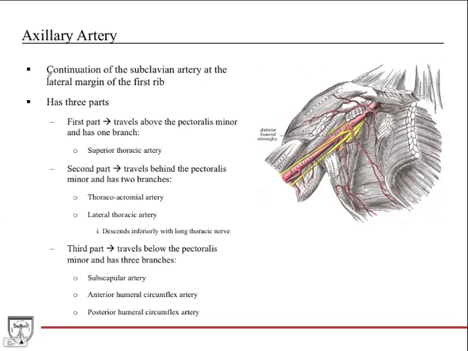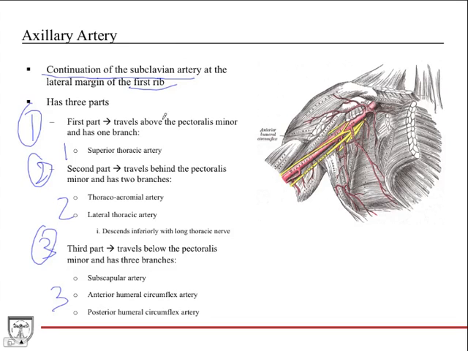All right, so now we're talking about the axillary artery. Again, it's the continuation of the subclavian artery at the lateral margin of the first rib. It has three parts. One thing to know is that the number of the part is how many branches it has. So first part, one branch. Second part, two branches. Third part, three branches. So that's how you can remember that.